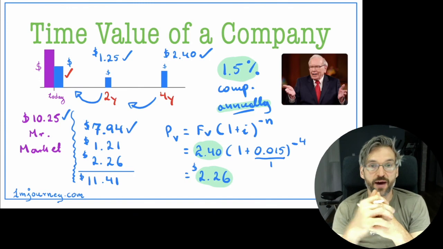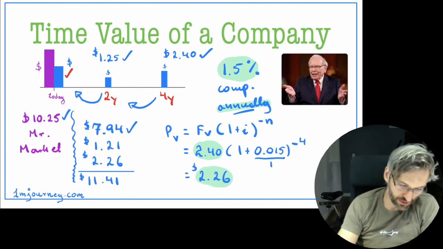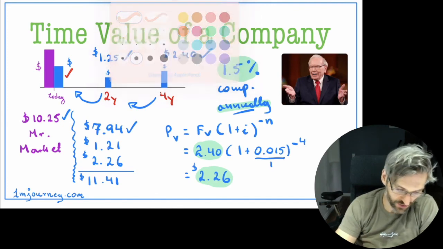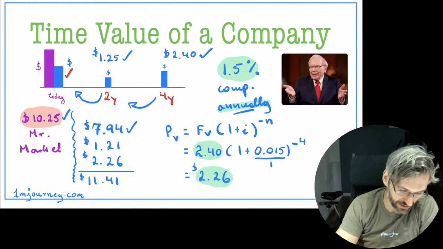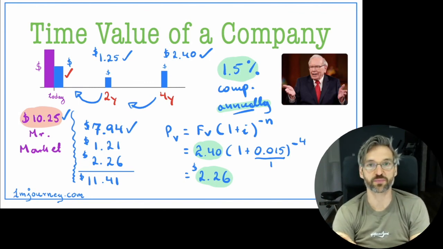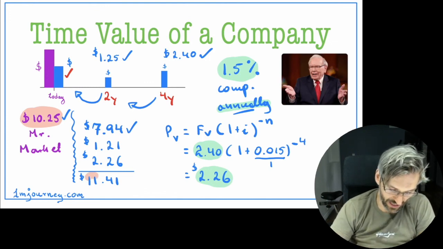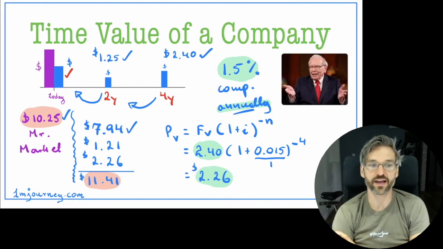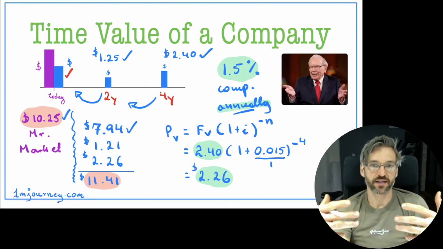But now if Mr. Market says, I am selling you this particular business at $10.25 per share today, that's how much they're offering you, but you have valued your company at $11.41, then you can say it's a deal. $10.25 is pretty good if I consider 1.5% as the time value of money. And that's how it actually works.